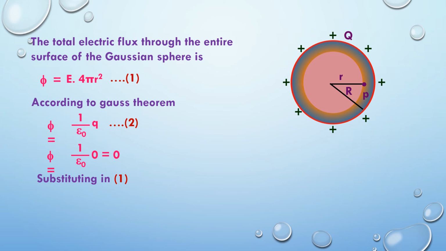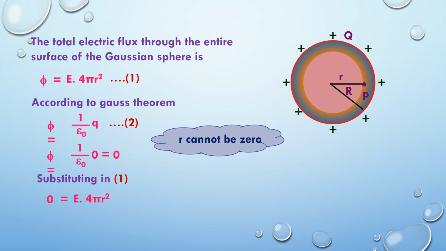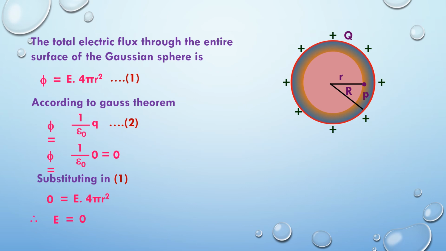Substitute this value of flux into equation 1. We get 0 is equal to E into 4 pi r squared. As known, the distance cannot become 0, and 4 pi is a constant, so the only term that can become 0 is the electric field. Hence, E is equal to 0.